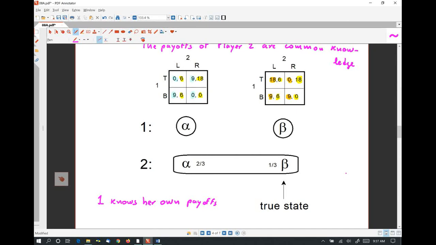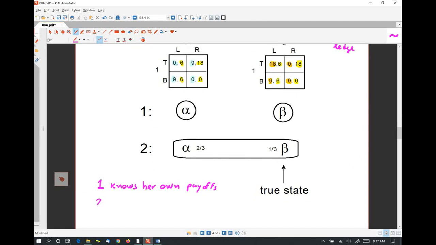On the other hand, player 2 is uncertain about 1's payoffs, but knows that 1 knows.